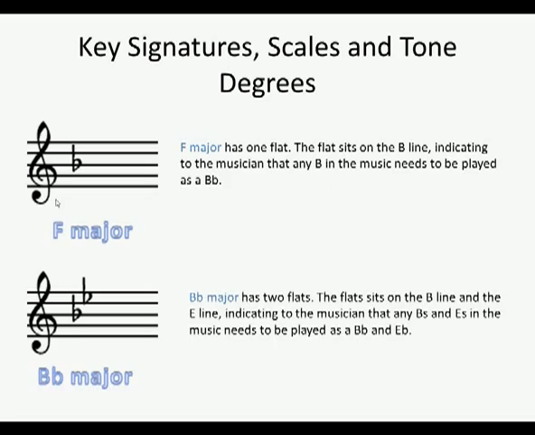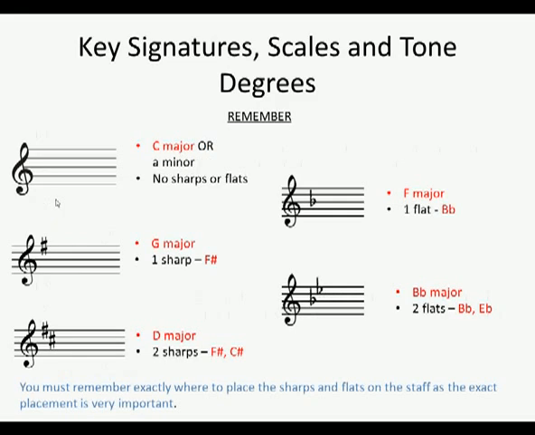B flat major has two flats. The flats sit on the B line and the E space, really indicating to the musician that any Bs and Es in the music need to be played as B flat and E flat. So B flat major therefore has two flats, B flat and E flat.